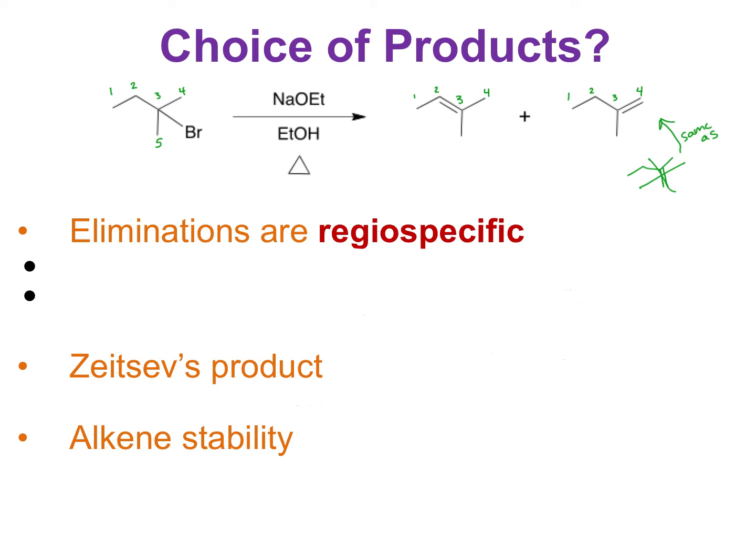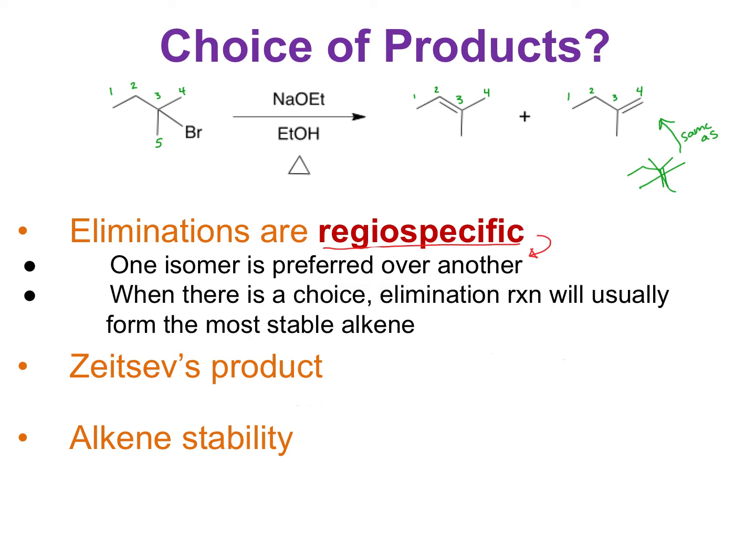favored? So we know that eliminations are regiospecific. Regiospecific means that one isomer is preferred over another. So that means we're going to have a major product. So in this case, when there's a choice, elimination reactions usually favor the most stable alkene. So the major product would be the one on the left and not the one on the right. That would be the minor product. Now, it does depend on the base. There is a way to get the other option if you want to, but right now we're just going to focus on the major, more stable product.